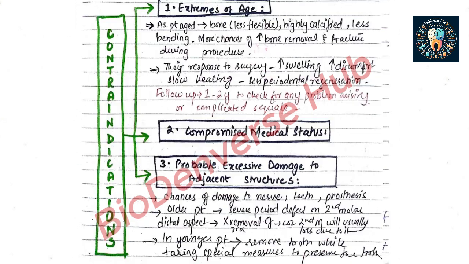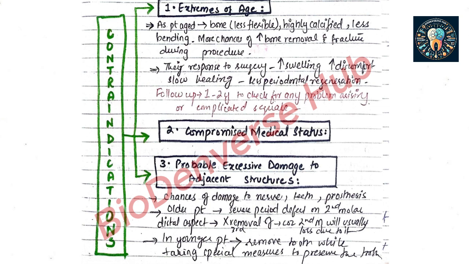Now we will be studying some contraindications as well for the removal of impacted teeth. First of all, extreme age. As the patient ages, the bone becomes less flexible, less elastic and highly calcified. It also becomes less able to withstand forces and pressure, and there are increased chances of bone fracture during removal.